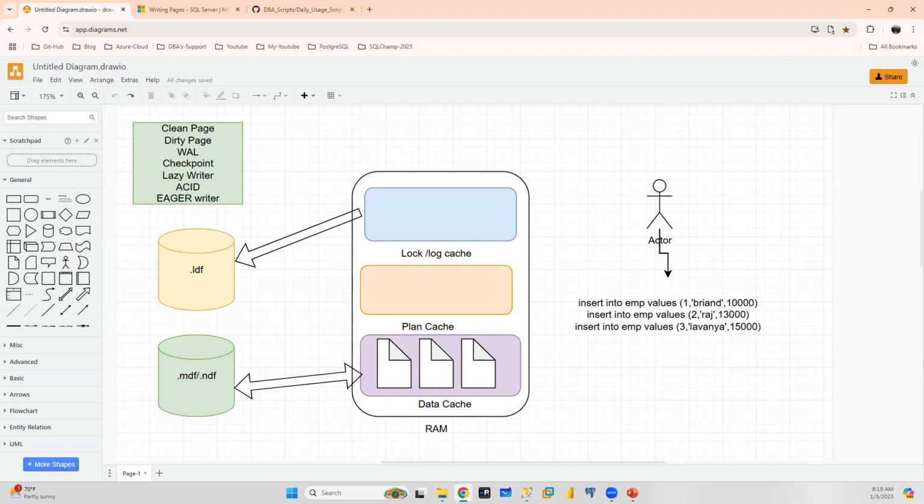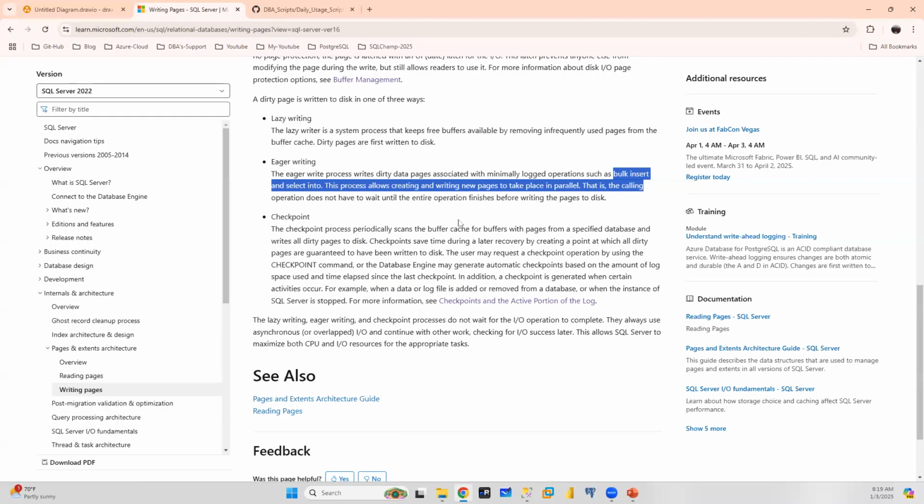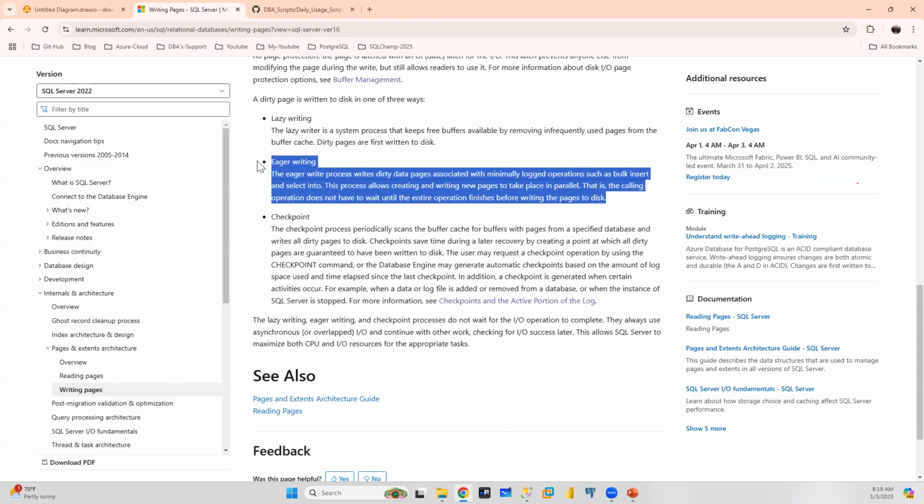With help of eager writer process, page creations and page writing will be done parallelly. Now, how frequently will I change the bulk log recovery model? Mostly we won't switch this recovery model, sir, because it is improving our performance. Okay, it will improve our performance like anything, because page creation and page writing are done parallelly, which will definitely improve the performance in the background.